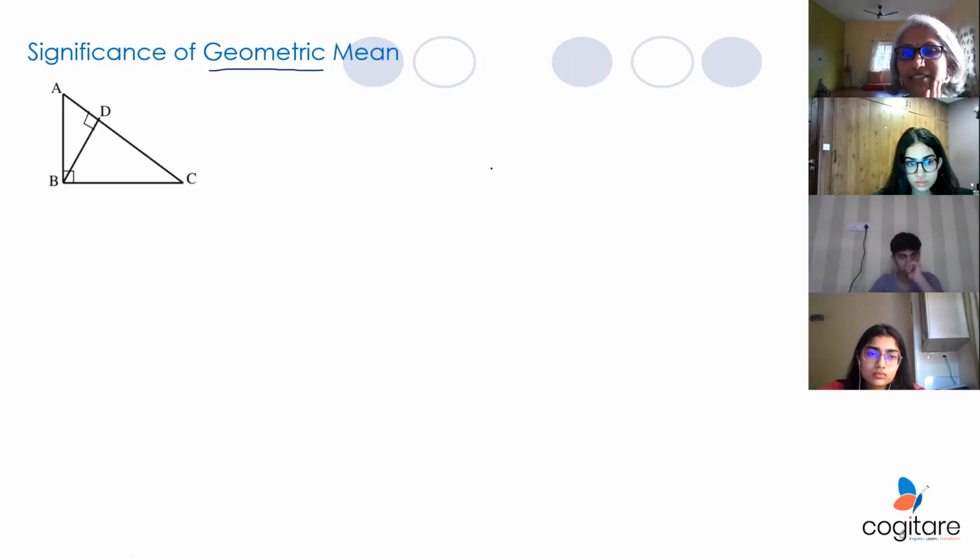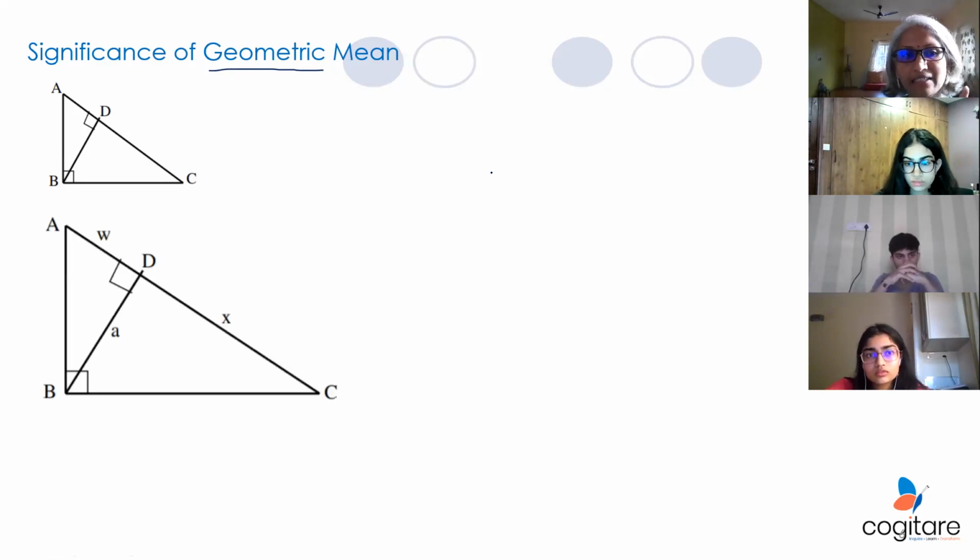Look at these triangles. How many right triangles are there? 3, right? ABC, ABD, DBC. Let's say it's the same triangle. I've blown it up and I've given AD as W, some measure W, DC as measure X, and BD as measure A. First, tell me how many pairs of similar triangles can you find? We finished this in the similarity chapter. I'm just repeating that.